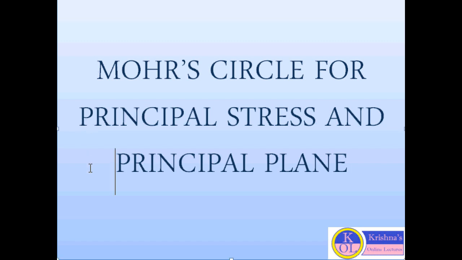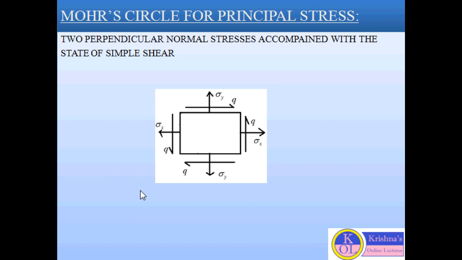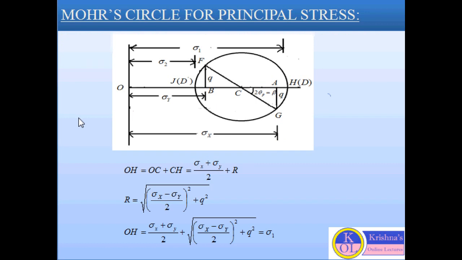For that, first we have to consider a stress system which consists of two perpendicular normal stresses accompanied by a state of simple shear. This is the condition of plane stress. Here we are considering two normal stresses, sigma x and sigma y, and the shear stress q. The procedure for drawing the Mohr circle is the same.